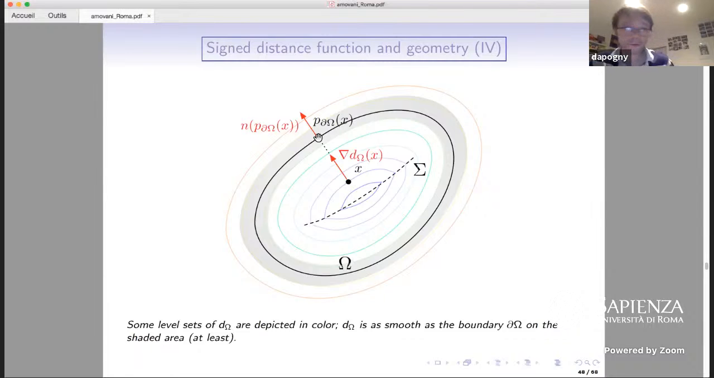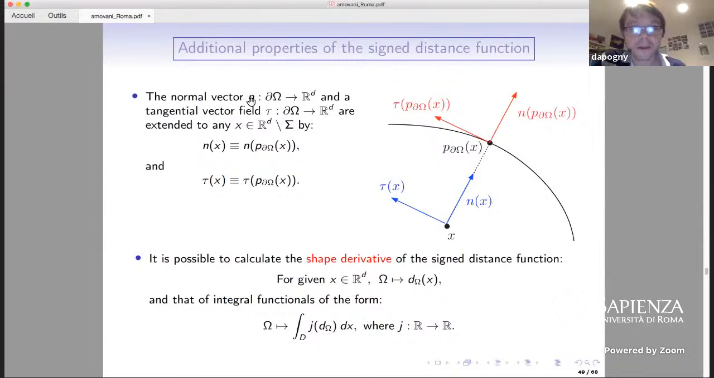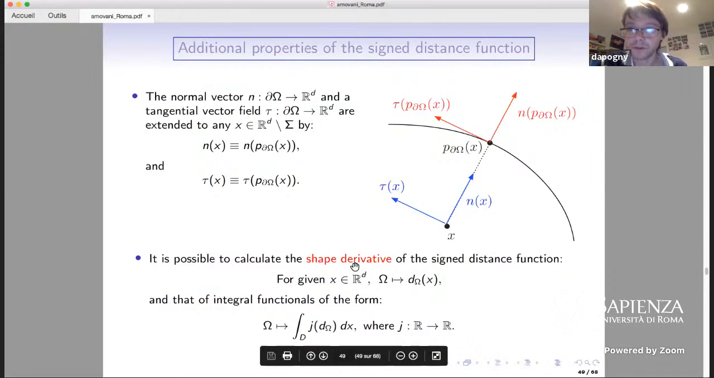So some final properties of the signed distance function are, first, that the normal vector and the tangential vector field can be extended to any point outside the skeleton by just taking the normal vector and the tangential vector at the unique projection point. Also, it is a little bit technical, but it is perfectly doable to calculate shape derivatives for the signed distance function, meaning taking for a given point x in R^d the mapping which to omega associates the signed distance function at x. And it's also possible to calculate shape derivatives of integral functionals which depend on the shape omega via the signed distance function.